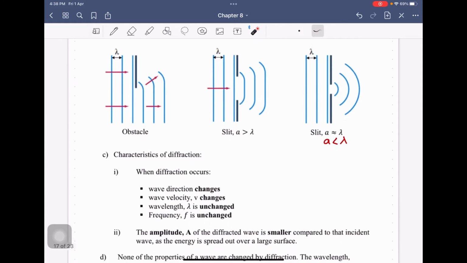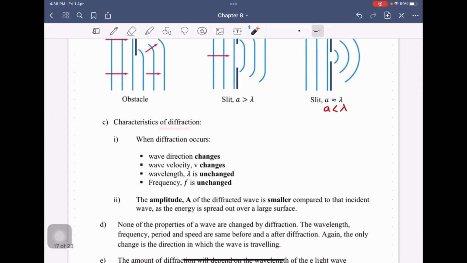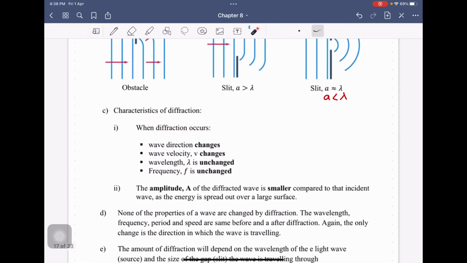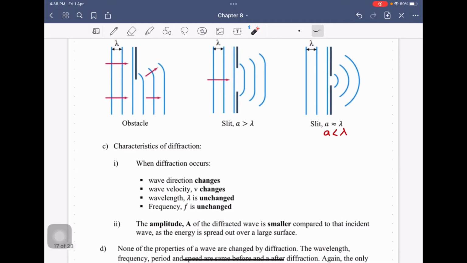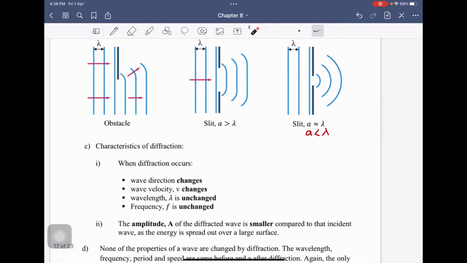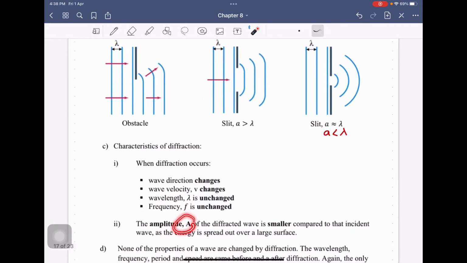Okay, so kita lihat kepada criteria of diffraction. So when diffraction occurs, wave direction changes, the wave velocity V changes, the wavelength lambda is unchanged, and frequency F is unchanged. Alright, tapi the amplitude A of the diffracted wave is smaller compared to the incident wave as the energy is spread out over a large surface. So kat sini kita kata energy akan spread out, so means that the amplitude dia akan menjadi smaller.